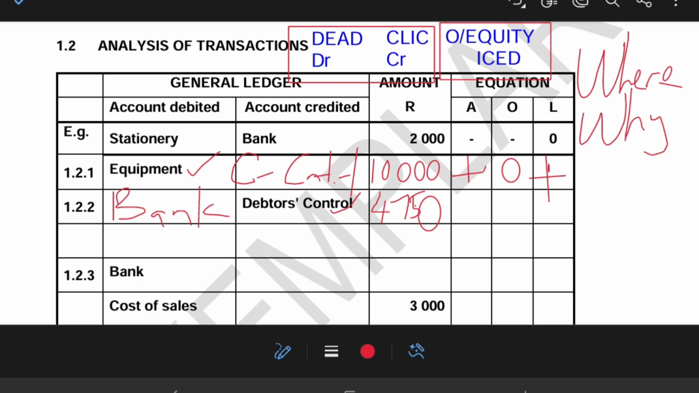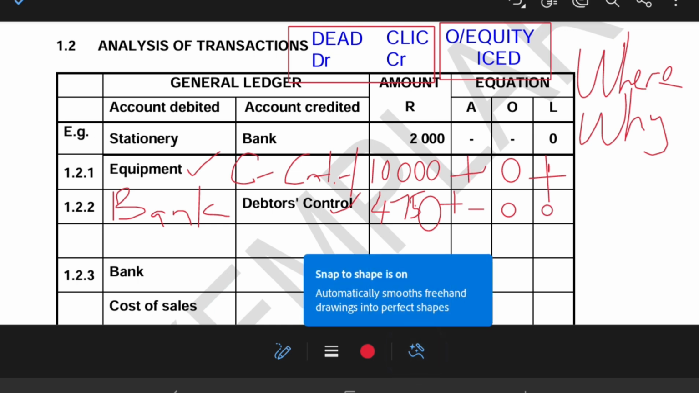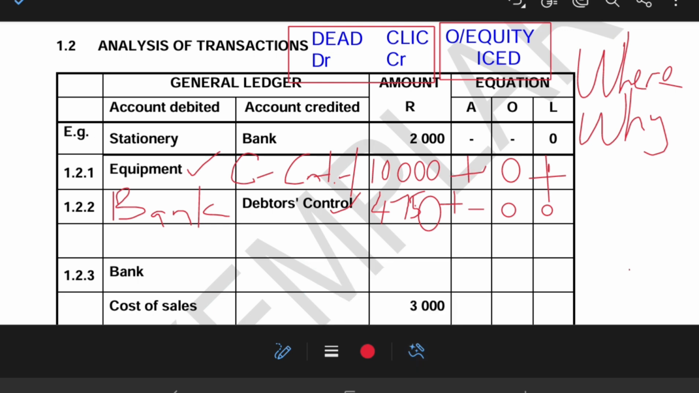So bank is increasing because it has received money. Under assets, we put a plus. But under assets as well, debtors control is decreasing. So we put a minus. So there's a plus and a minus together, because these two things are happening within the family of assets. And then owner's equity is a 0, nothing is happening there. And liability is also a 0, nothing is happening there. Then we move on to the next one.